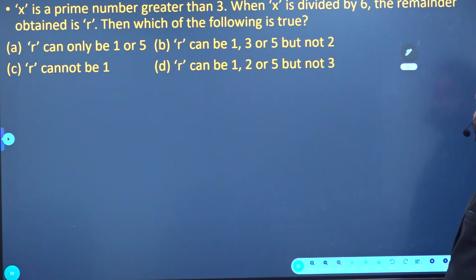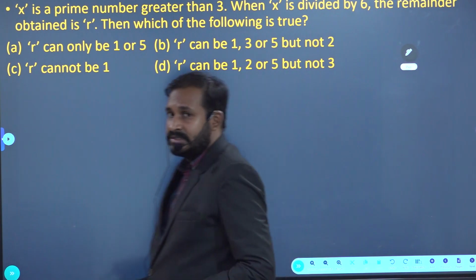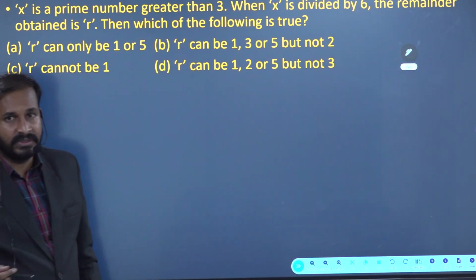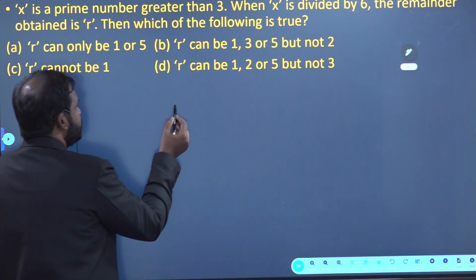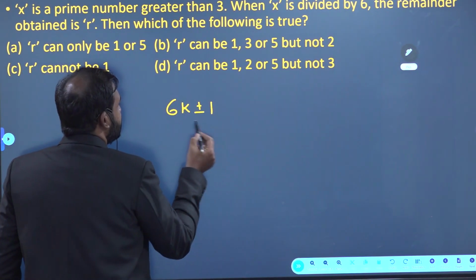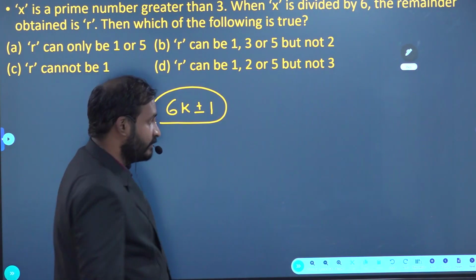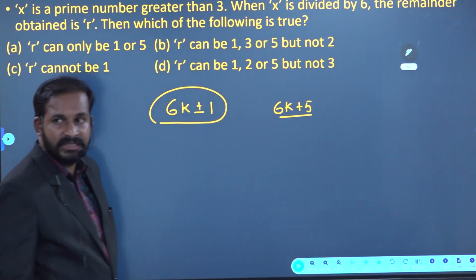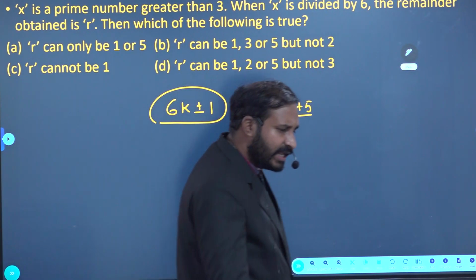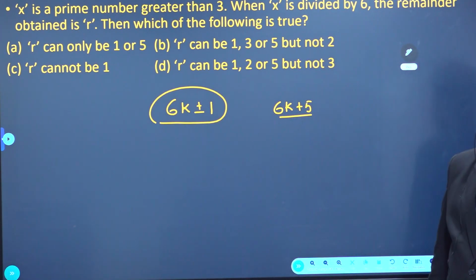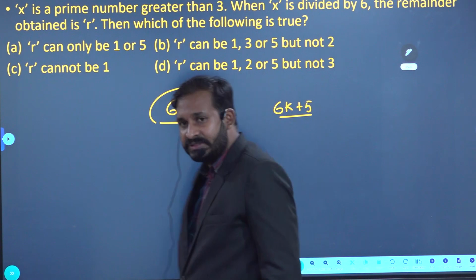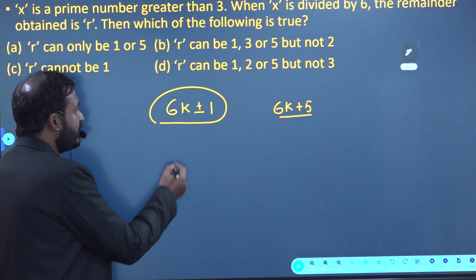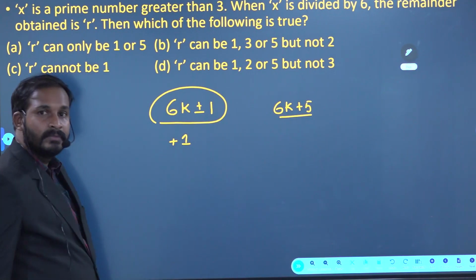Okay. Next one. X is a prime number greater than 3. When x is divided by 6, the remainder obtained is r. See students, while discussing our number system concept, all prime numbers can be expressed as 6k plus or minus 1. We discussed that at that time. Or we can also write them as 6k plus 5. So when you divide any prime number by 6, what are the remainders which we will get? Either we may get plus 1.